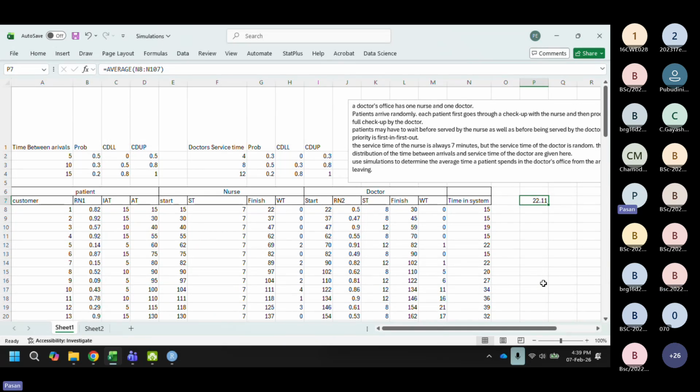So one additional thing we can calculate here is the idle time of the nurse and the idle time of the doctor as well. It is the opposite of the waiting time, right? So we can calculate that as well. I'll bring those calculations next time.